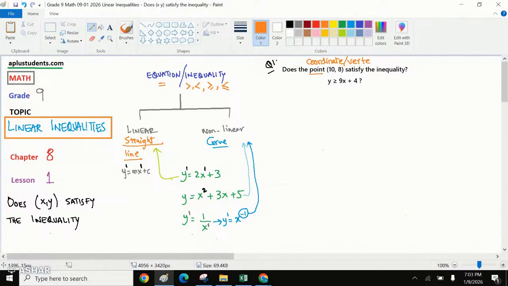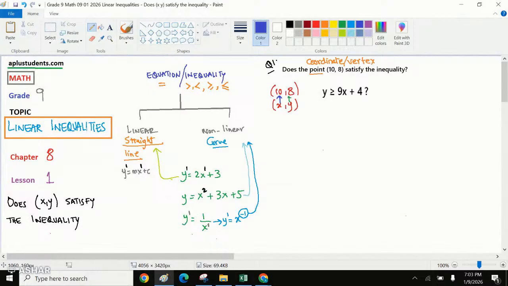So these are the synonyms that can be used: point, coordinate, or vertex are exactly the same. What they are asking is, if a point is given to us, would it satisfy this inequality? When a point is given to us, that is 10 comma 8, it is always written in the form x comma y. We can say the value of x is 10 and the value of y is 8. Agreed? This is the representation. It's always x comma y. We consider the x-axis first, then the y-axis.